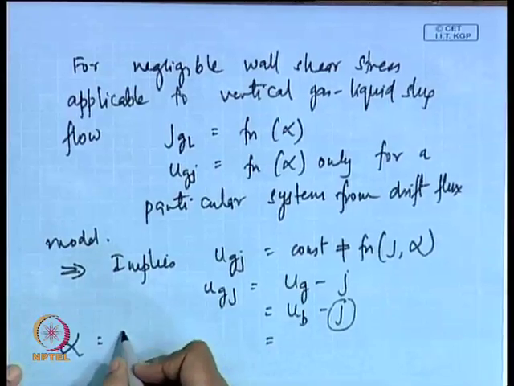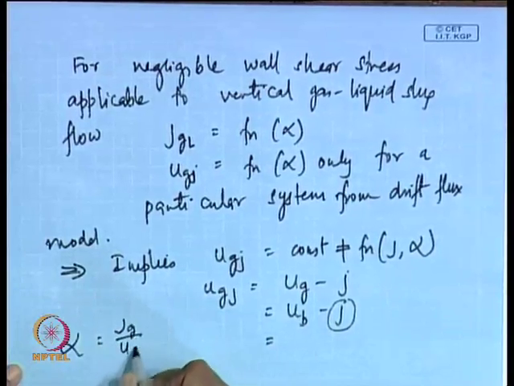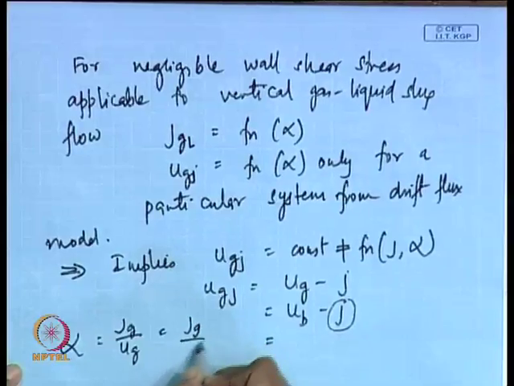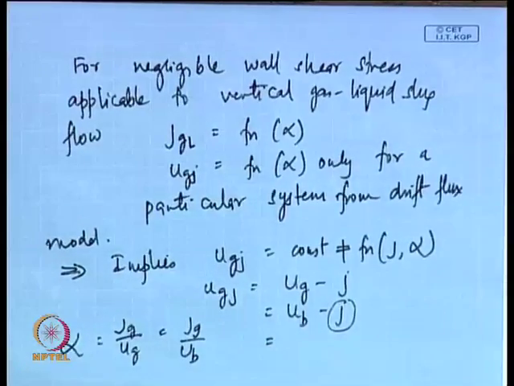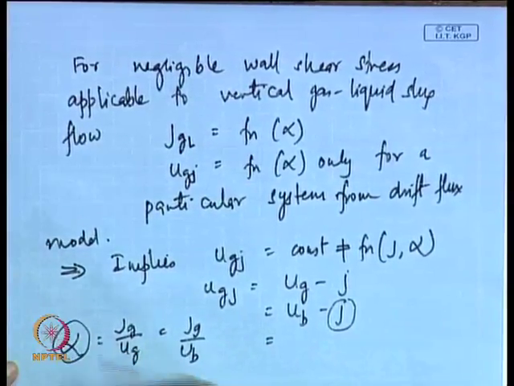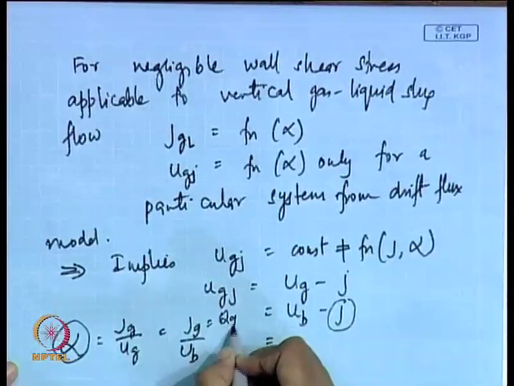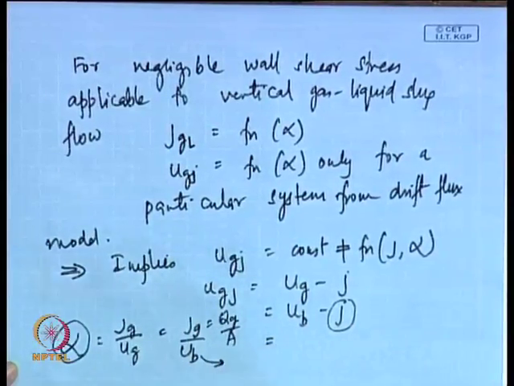Now, what is alpha for slug flow? It is nothing but Jg by Ug, isn't it? Which is nothing but Jg by Ub in this particular case. So, therefore, if we have to find out alpha, Jg is very simple, it is nothing but Qg by A. We need to know Ub. Okay. Now, what is Ub? We do not know.